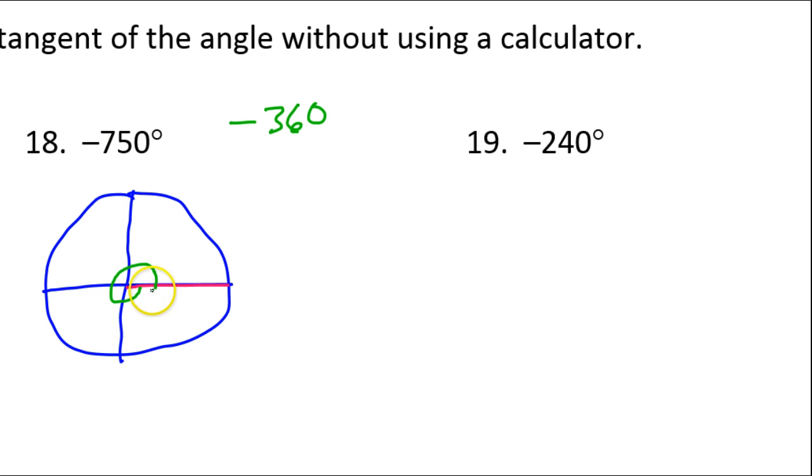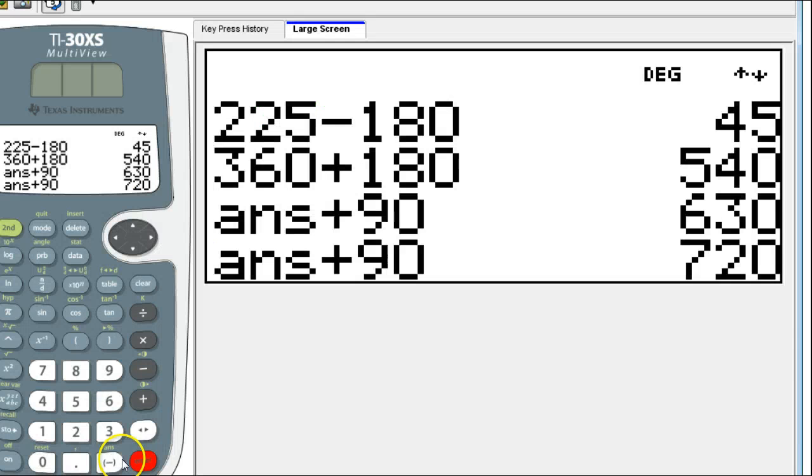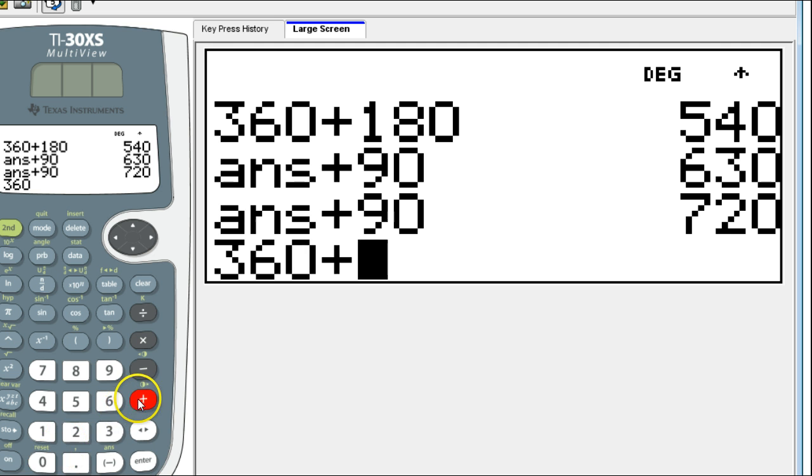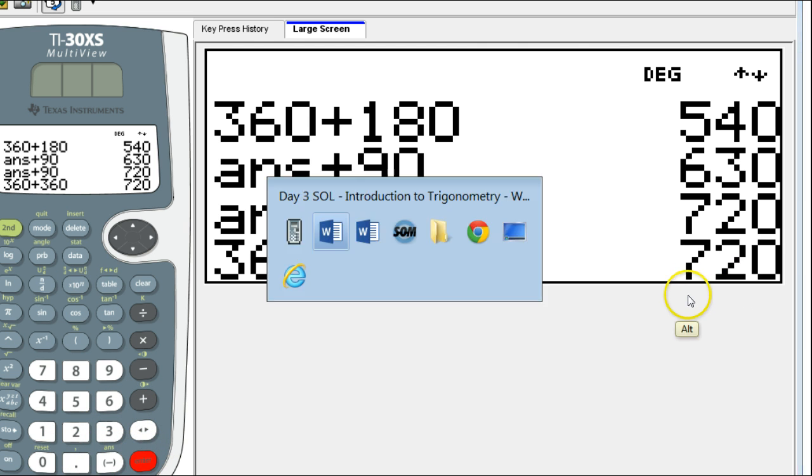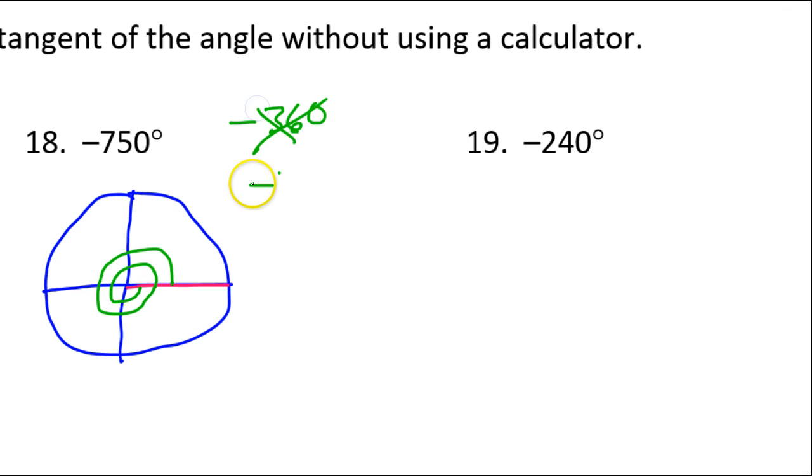So what if I went all the way around again? All the way around and again back to where I started. That's another 360 degrees. 360 times 2 is 720. So at this point I've gone negative 720 degrees. So I'm getting close. I only have another 30 degrees to go. So if I went an additional 30 degrees, then I will land at negative 750.